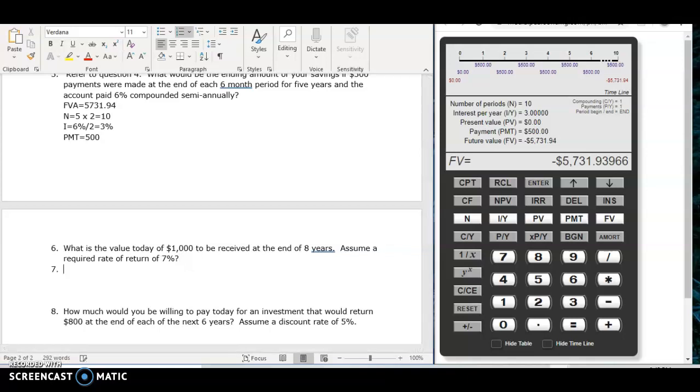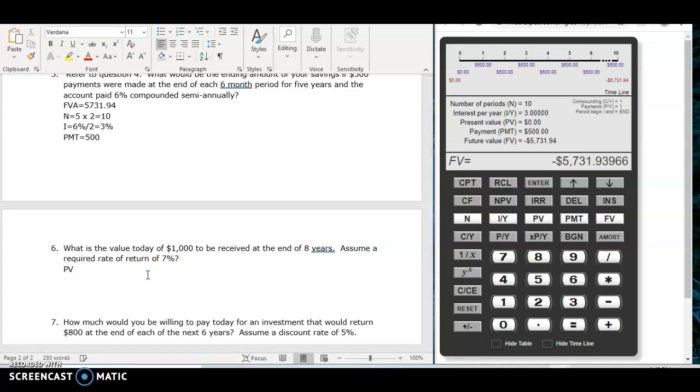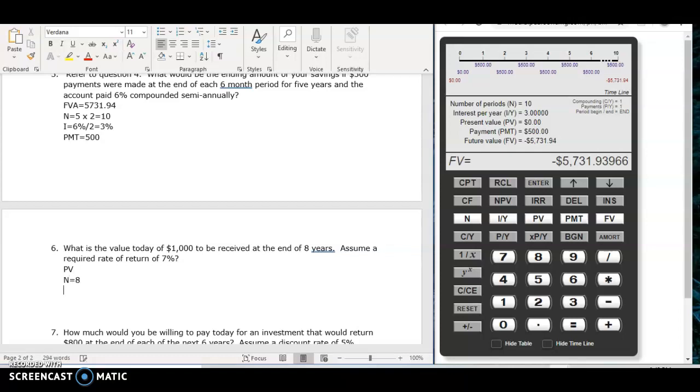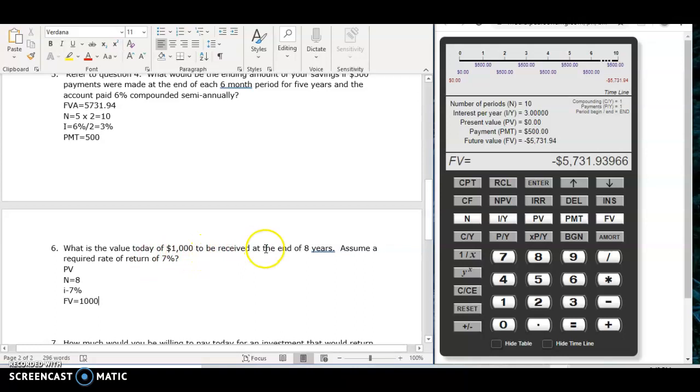All right, number 6. Number 6, it says, what is the value today to be received at the end of 8 years? Assume a required rate of return of 7%. So, what is the value today? Present value. That's what we're looking for. We have 8 years at a rate of 7%, and the future value is 1,000 because it says what is the value today of 1,000 to be received. That's your key word. That is telling you that it's in the future. So $1,000 that you're going to receive in 8 years.